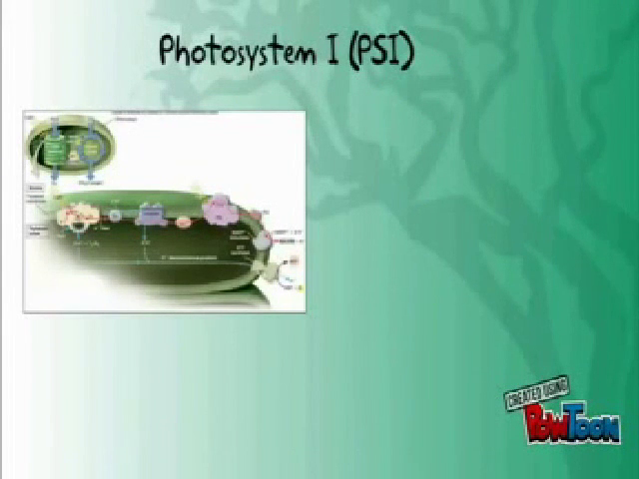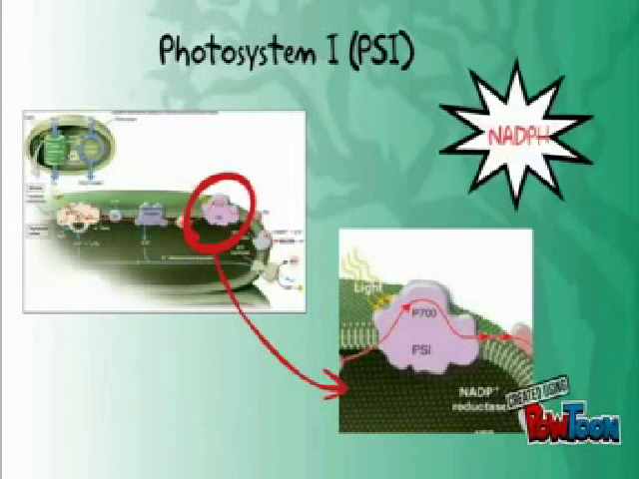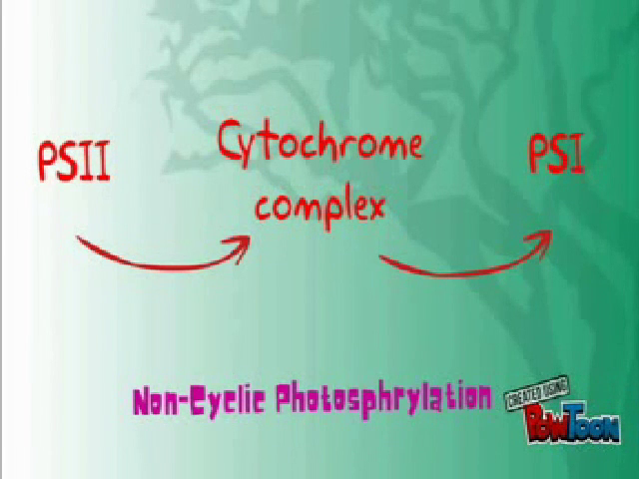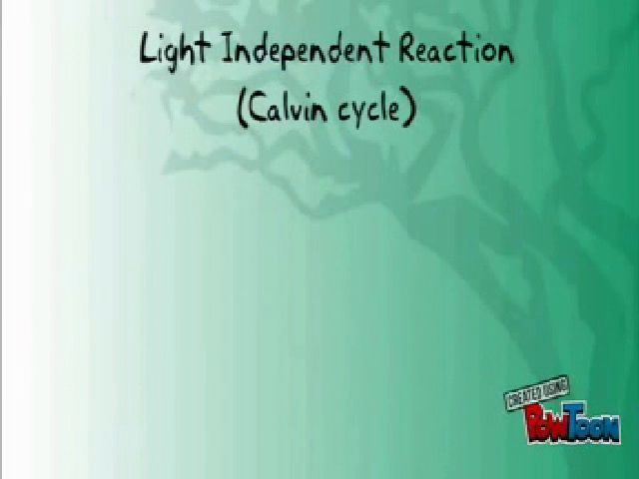Now let's get back to our electron, which is still at the cytochrome complex. It now moves to PS1, and what's left of its energy is used to make NADPH, a major energy carrier. The process of the traveling of the electron from PS2 to the cytochrome complex to PS1 is known as non-cyclic phosphorylation.